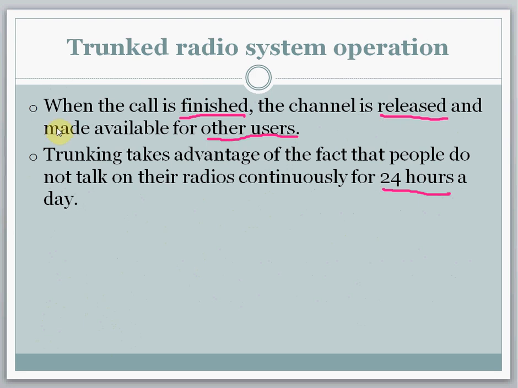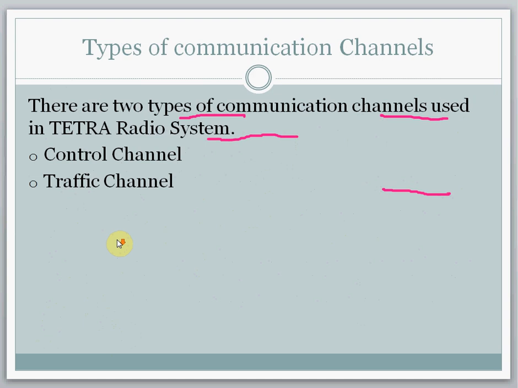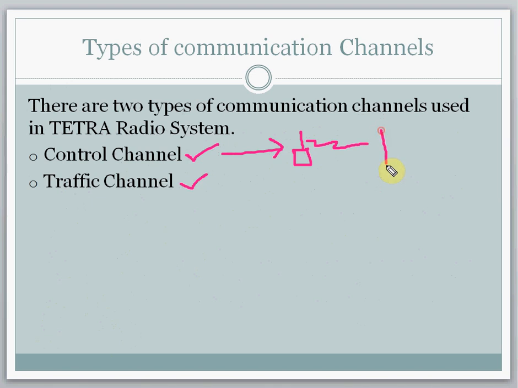Now we will move to the next slide. Now we will go for the types of communication channel. Generally, there are two types of communication channel used in a TETRA radio system: one is the control channel, another is the traffic channel. The control channel is used for control. Like if one radio presses PTT, he is requesting the call to the base station.